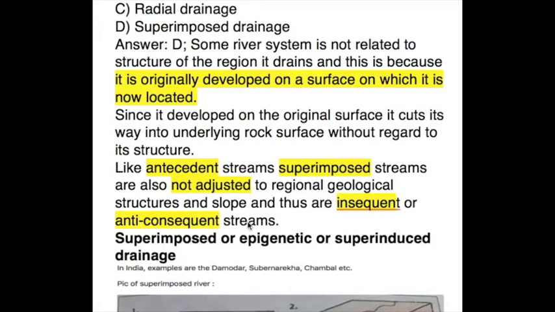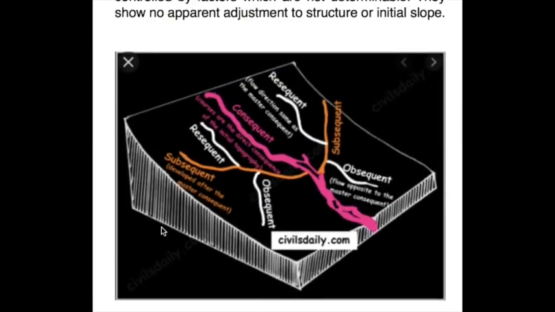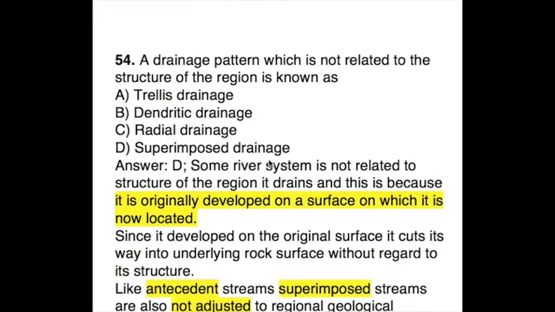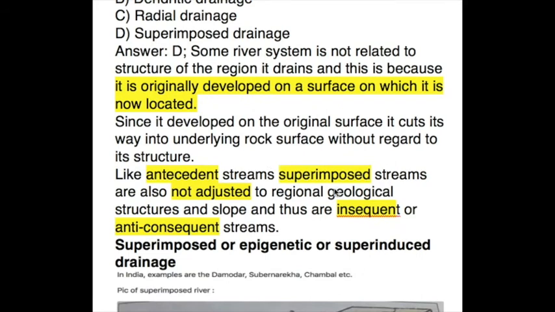Now we have to understand that consequent streams are determined by the feature of the slope, but anti-consequent is not. Insequent, that is anti-consequent stream. So antecedent streams and superimposed streams are insequent, or we can also say anti-consequent streams.